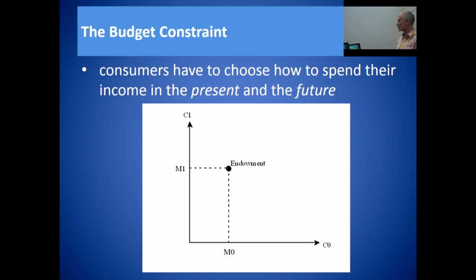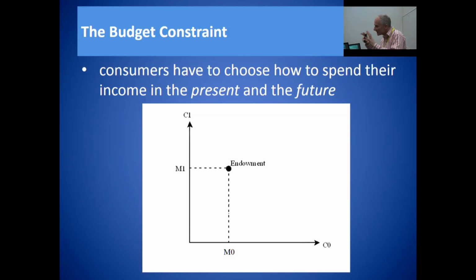If we assume that the prices of current and future consumption are both 1, that means an income of M0 allows consumption in the present of M0. And income in the future of M1 allows consumption in the future of M1. So that's the starting point. Our consumer has a certain amount of income in the present and future.